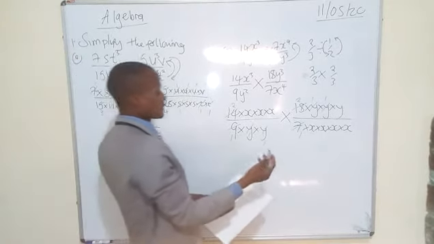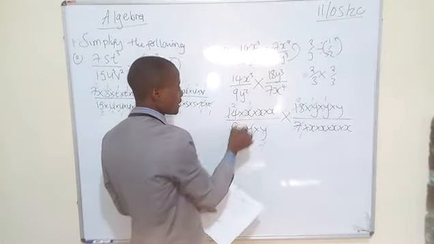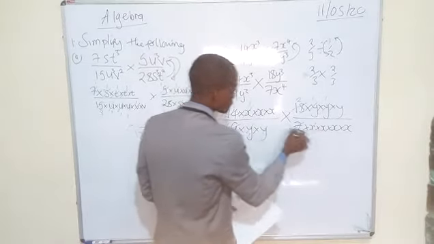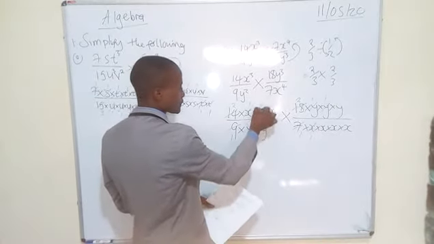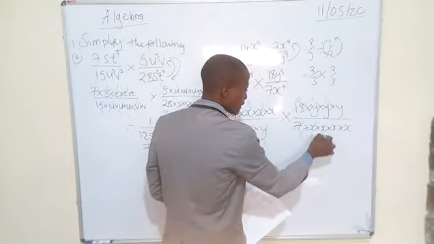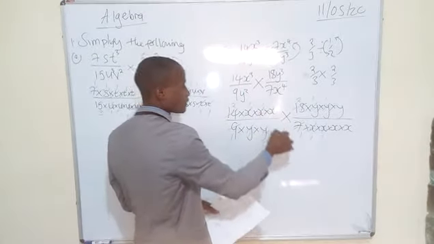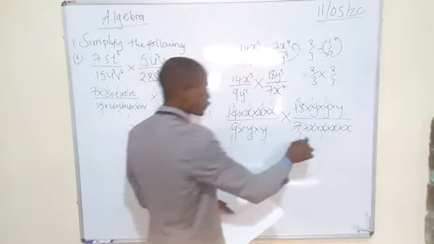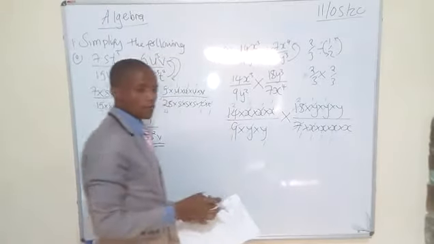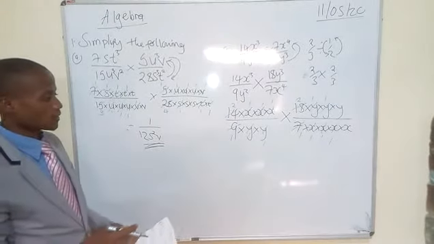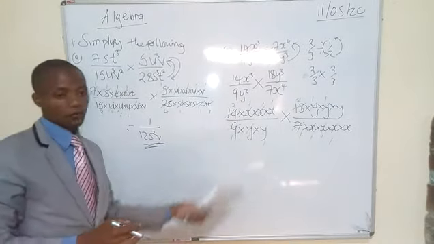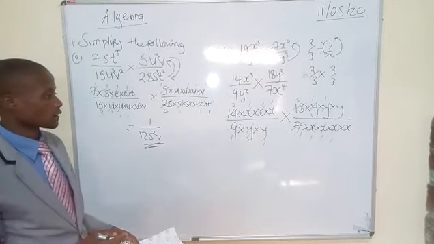Then you go to x. x into x is 1. x into x is 1. x into x is 1. x into x is 1. You also remain with one x at the bottom. We don't need to cancel that as well because we don't have any x to cancel it with.